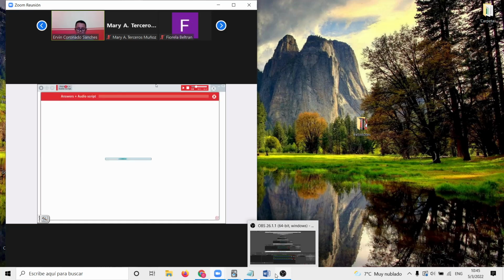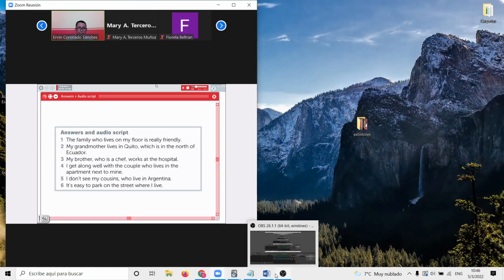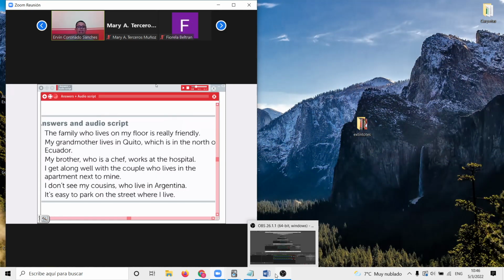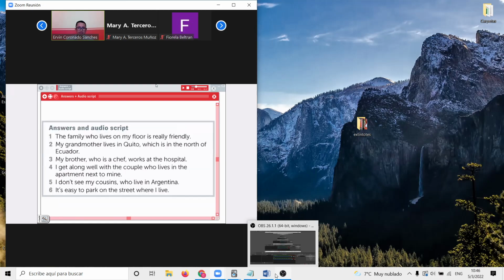Let me show you. What about number 5? I don't see my cousins, comma, who live in Argentina. I'm talking about a non-defining clause, so this is the extra information. Number 6: it's easy to park on the street where I live. No comma, because it's a defining clause. Do you see the difference? All right.